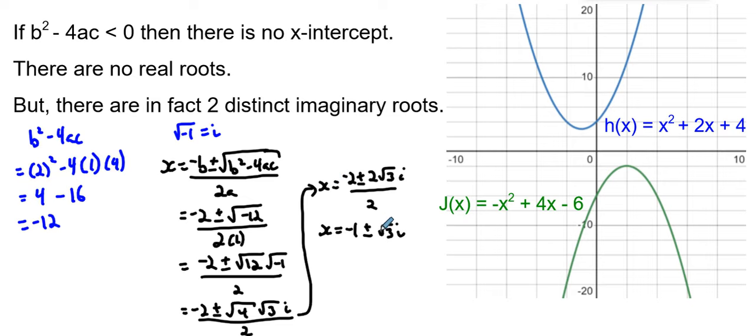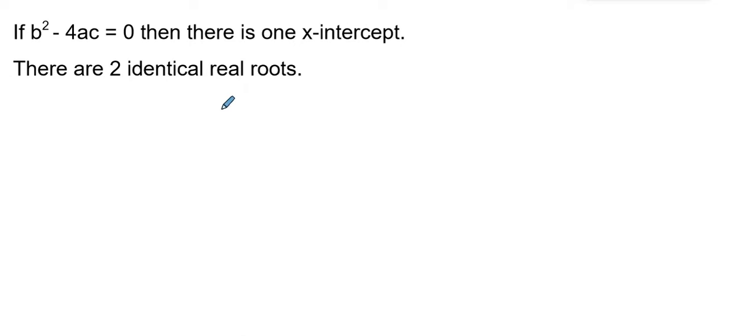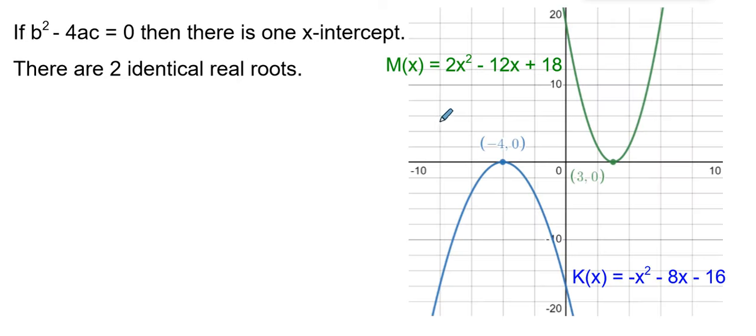It's kind of cool. Last scenario then is when they're equal to 0. When the discriminant is 0, then that means there's one x-intercept. And actually it kind of means there's 2 identical real roots. And so here's again a few examples. I'll do one, you can try the other one out on your own.